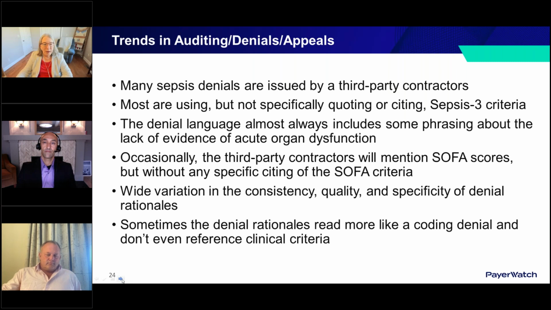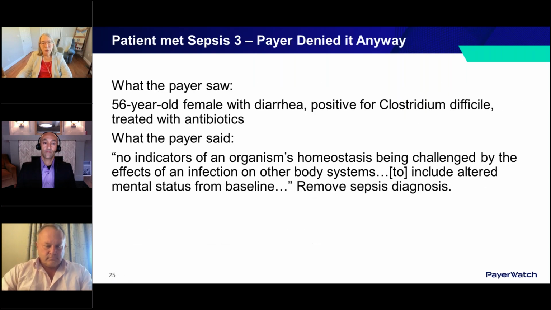There's wide variation in the quality and consistency of the documentation we get for denial rationales from the payers. Sometimes they read more like coding denials and don't even reference clinical criteria. That can make it confusing as well, because of course they can deny for the coding of the sepsis as well as for the clinical validation of the sepsis. So sometimes trying to figure out what the payer is actually saying is a challenge. So let me go through a case study. This was for clinical validation, where the patient met Sepsis-3, but the payer denied it anyway.